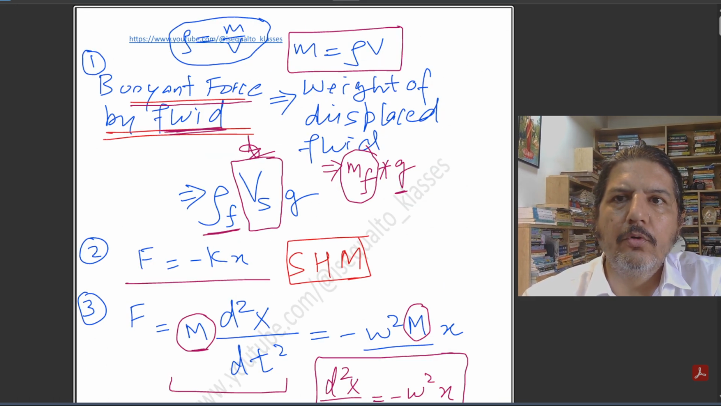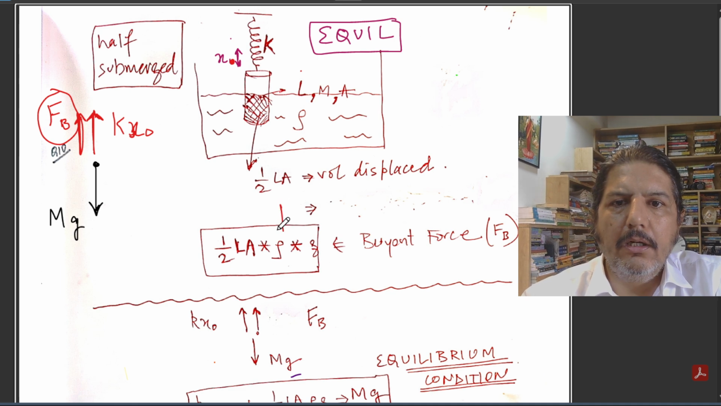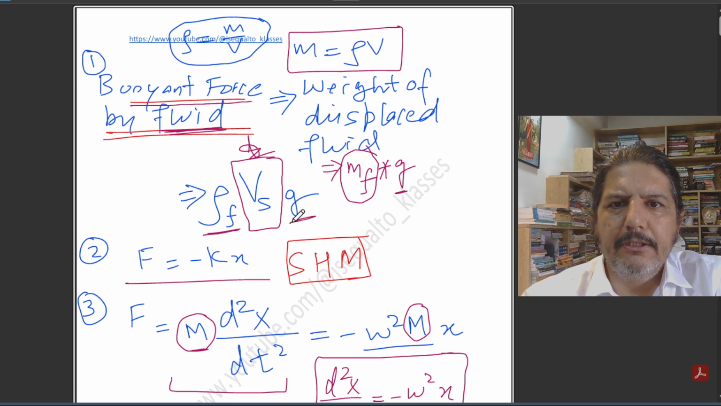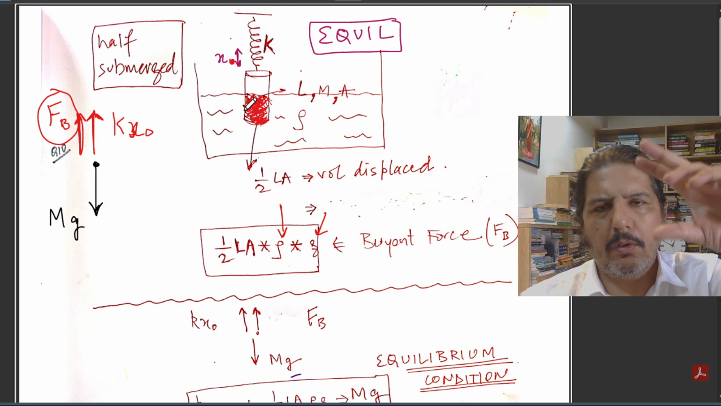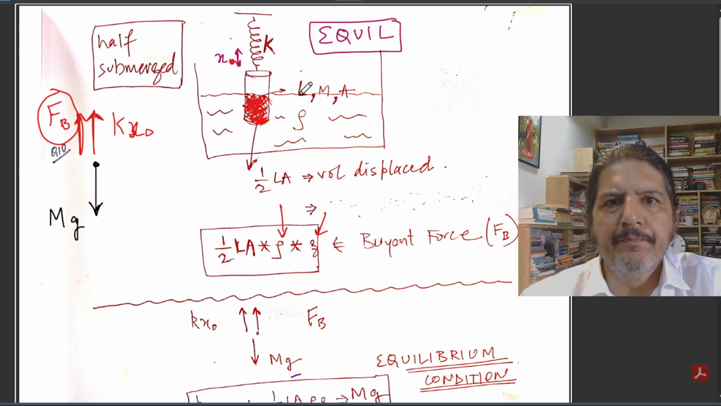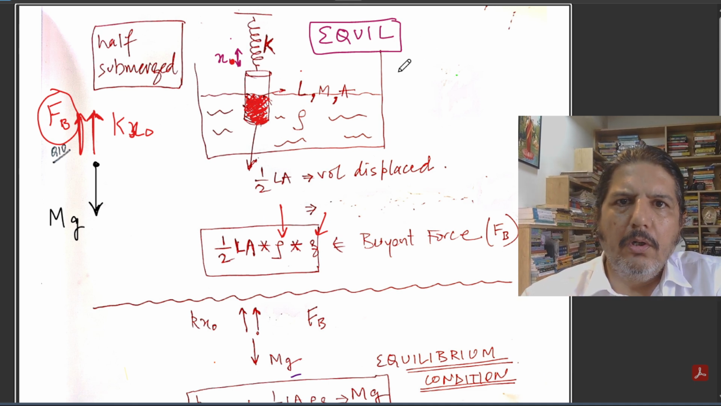So rho F, rho is the density of the fluid, multiplied by g. I have written it as g rho. Now, the volume of the solid submerged. You always have to calculate the volume of the submerged part of whatever solid you are putting in.